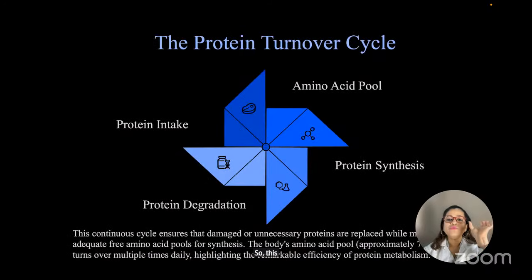So this continuous cycle of protein synthesis and breakdown allows the body to remove damage and excess proteins, while simultaneously producing new functional proteins for your growth, repair, enzymes, hormones, transporters, and immune molecules. The circulating and intracellular free amino acid pool is relatively small, not very big, 70 to 100 grams in adults, which is like one reservoir.